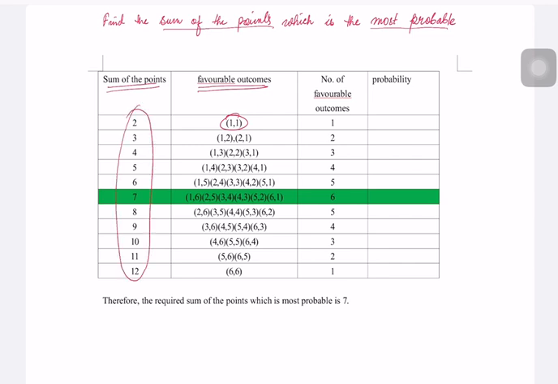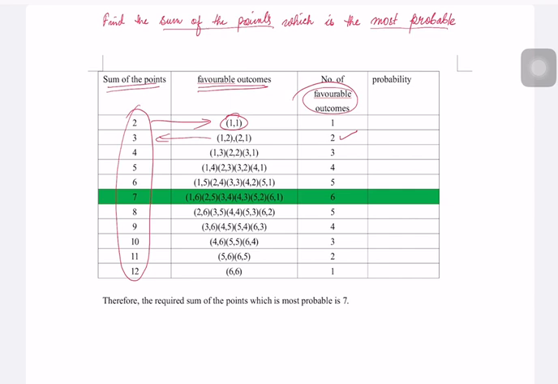Then the favorable outcomes. How many points have the sum 2? We have 1 and 1, we have 2. But when we look here, the sum is 1 plus 2 is 3 and 2 plus 1 is 3. So how many points do we have? We have 2 points whose sum is 3. That's why we have 2 points. That is called the number of favorable outcomes.